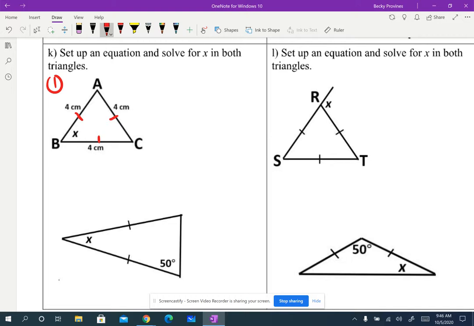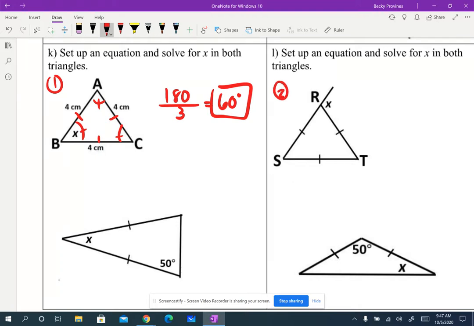Now, we already really talked about this. If all the sides are the same, that means all the angles are the same. So whenever you have this situation, we know it's 180 divided by 3 equal angles. So the answer has to be 60.